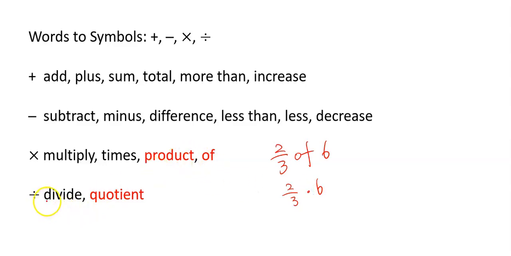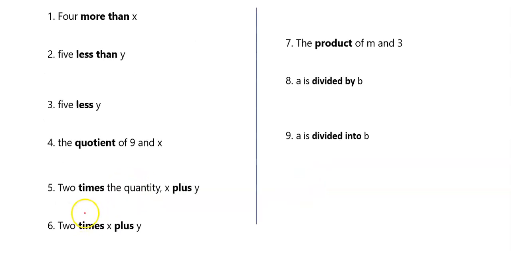All right, for division, of course, when we see the word divide, that means division. And also the word quotient means division. So the ones highlighted, if you never heard of them, make sure you remember these. Next we're going to look at these examples. When we're given an English sentence or phrase, we want you to convert those to mathematical symbols. So let's look at the first one.